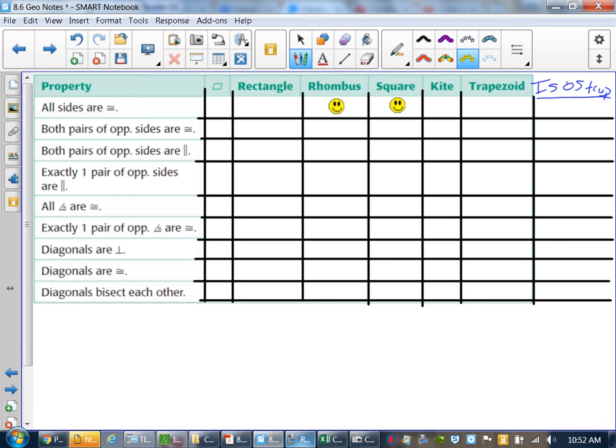Both pairs of opposite sides are congruent. Rectangle, rhombus, square. I got all of them except for trapezoid. Yeah, me too. All pairs of opposite sides are congruent. So you said rectangle, you said square, you said a rhombus. I said kite. Now kites, our opposites aren't congruent. It's the two consecutive sides that are.